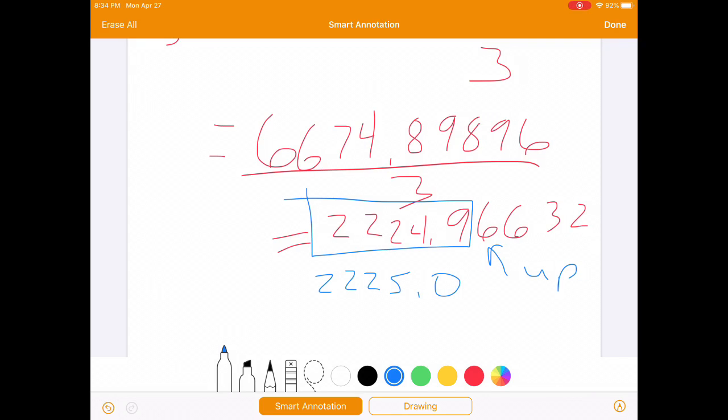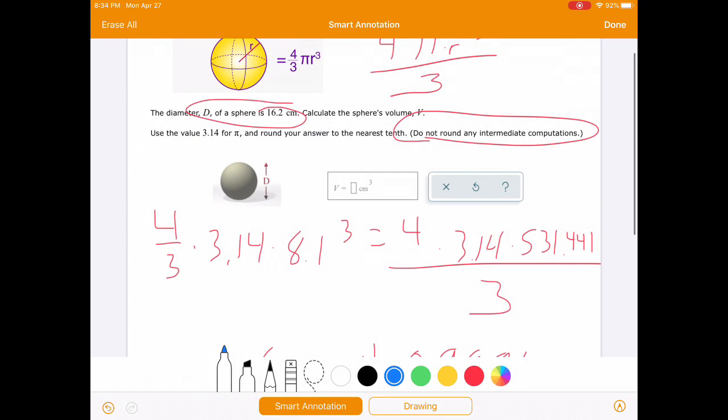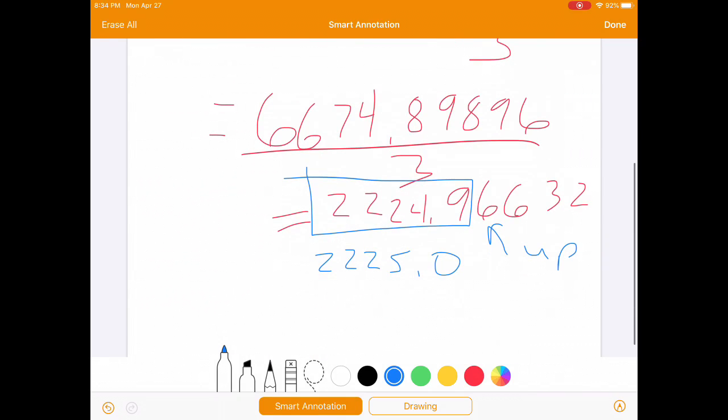Now, typically, when you have a 0 after a decimal, you drop it. But because it says to the nearest tenth, we actually have to leave it at 2,225.0. Otherwise, you're not sure if it is 0.1, 0.2, 0.3, 0.4, because all of those would technically round down to 2,225. So to stay accurate, we're going to leave that as 2,225.0 because I want the tenth. And I need to go back and check my units. We're talking about cubic centimeters here.